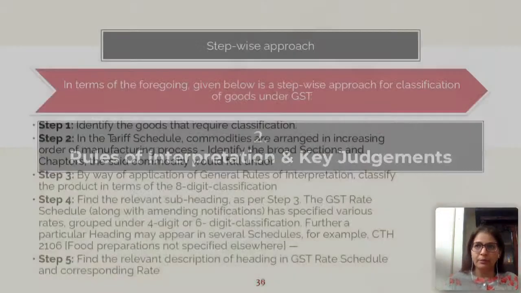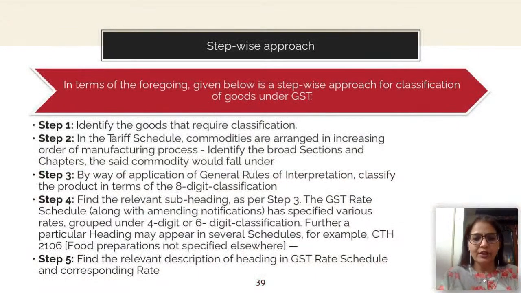So what do the rules of interpretation say? First of all, I'll just try to brief it up. I know Navjot has explained it in a very lucid manner, but I'll try to help you out. Step one is that we have to identify which particular good you need to classify. Then second, where it has to fit in. The tariff schedule has to be read, whether it is a raw material or a finished product. Then whether there is a possibility of applying the general rules of interpretation, and if not, how we have to further classify it.